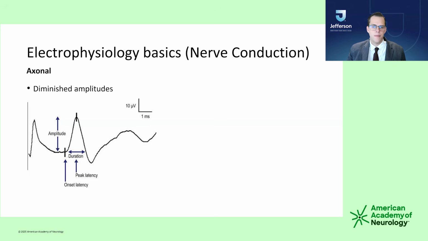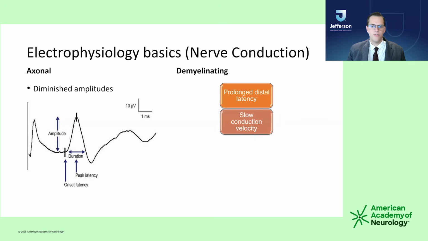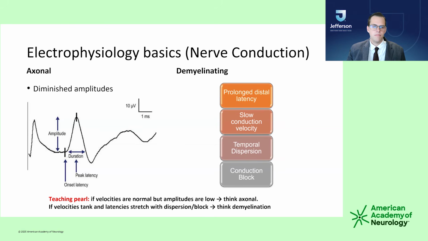relatively spared. In demyelinating neuropathies, loss or disruption of myelin slows impulse transmission, producing prolonged distal latencies and reduced conduction velocities. Uneven demyelination among fibers can cause temporal dispersion, and if conduction fails in enough fibers, it results in conduction block with reduced amplitudes despite intact axons. EMG is helpful here as well, but I'll not elaborate on that in this lecture.